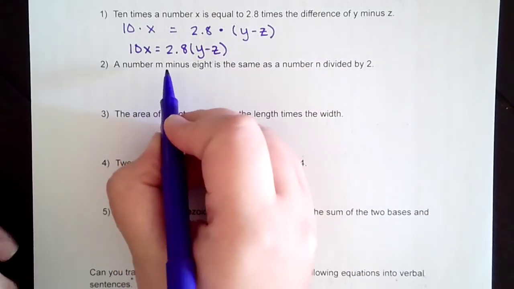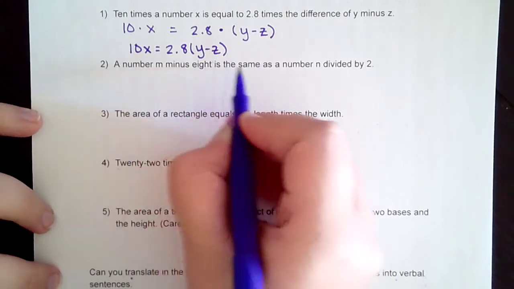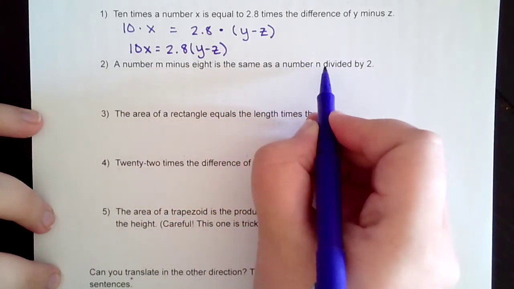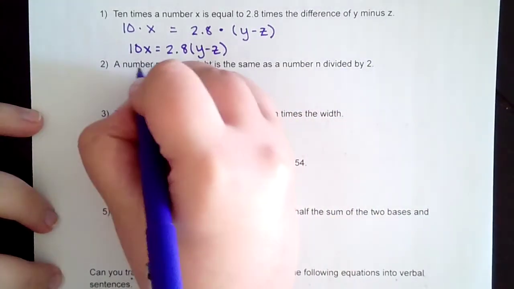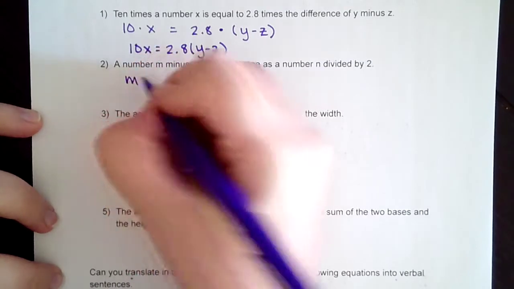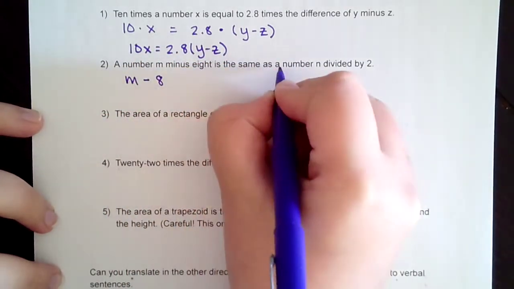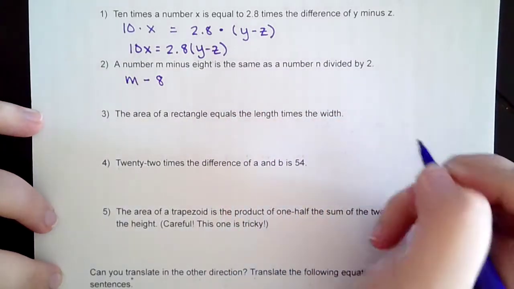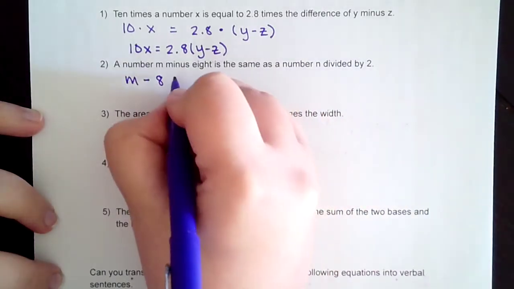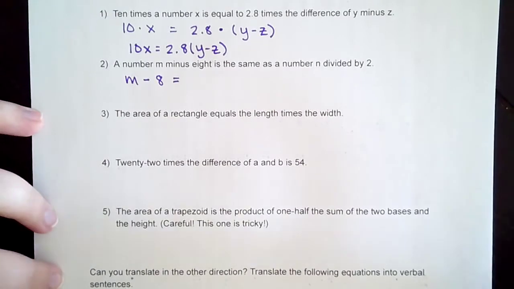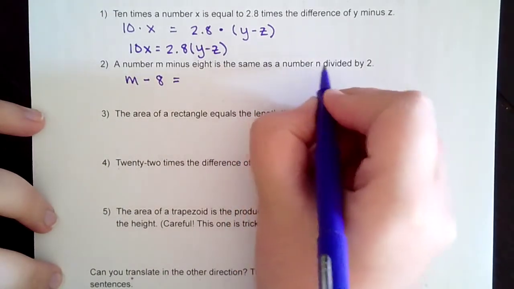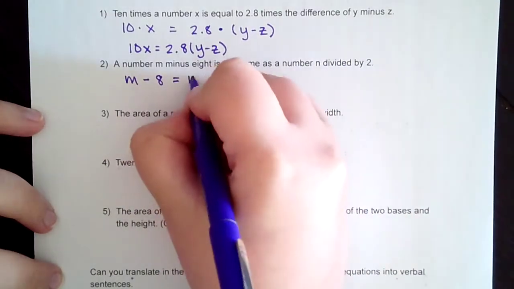A number m minus 8 is the same as a number n divided by 2. Okay, a number m minus 8 is the same as. Is the same as means is equal to. So I'm going to put an equal sign. Is the same as a number n divided by 2.